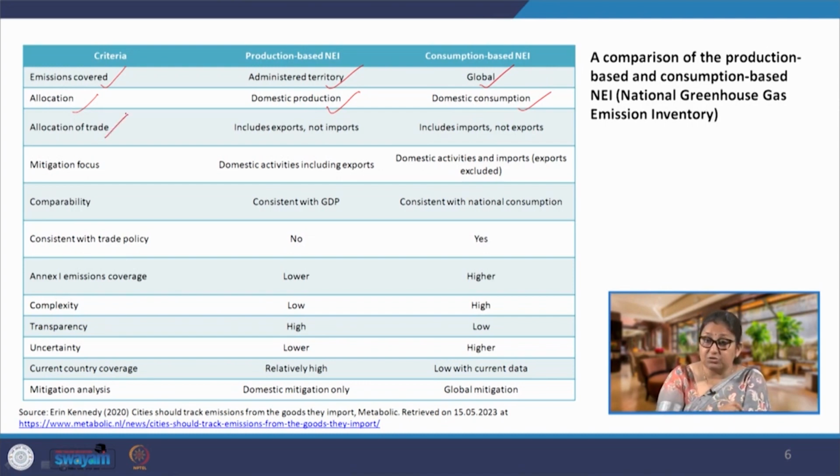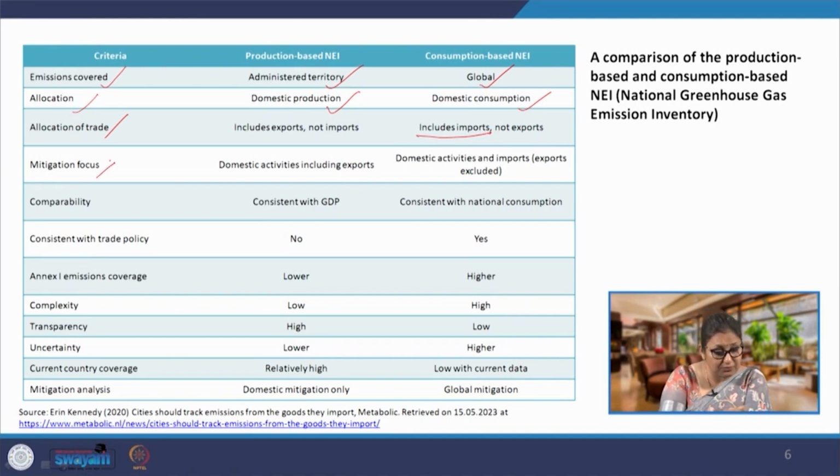When we are looking at trade, for production based we are looking at production alone including exports, but definitely not imports. So, we are looking at production which can be consumed internally and can be exported also. All of that is included, but in consumption based we are looking at imports and not exports. So, domestic consumption plus the imports that are coming in.